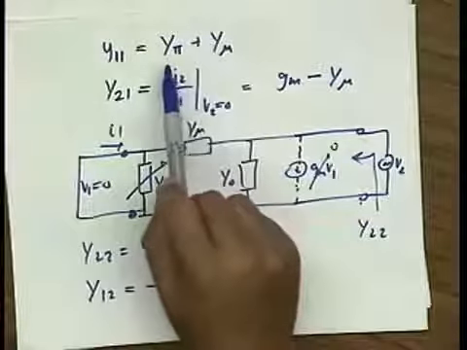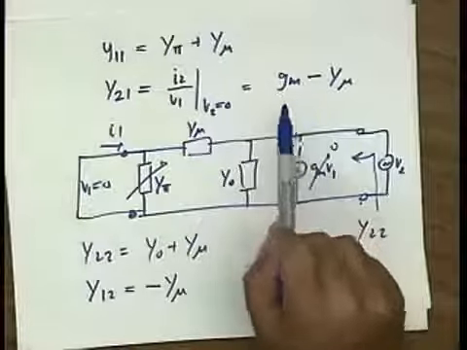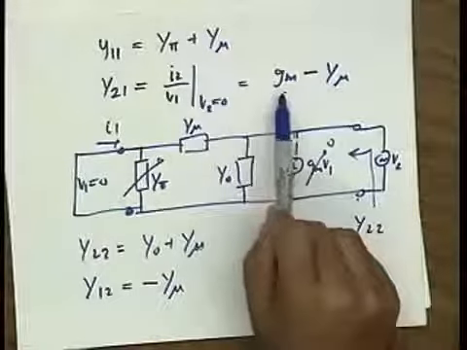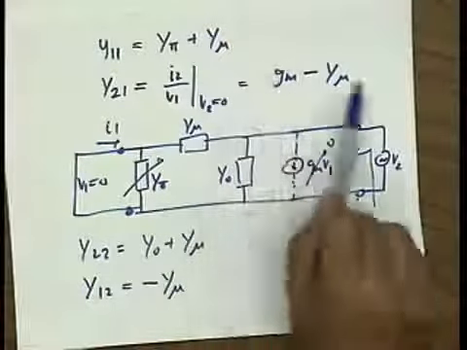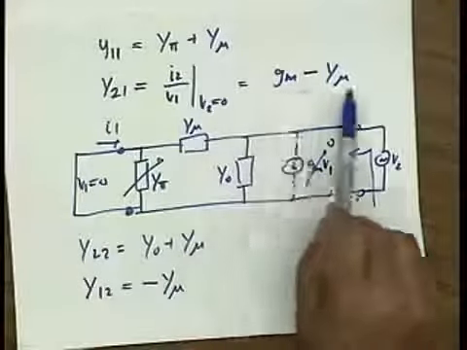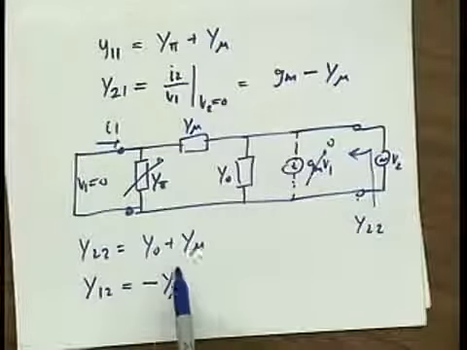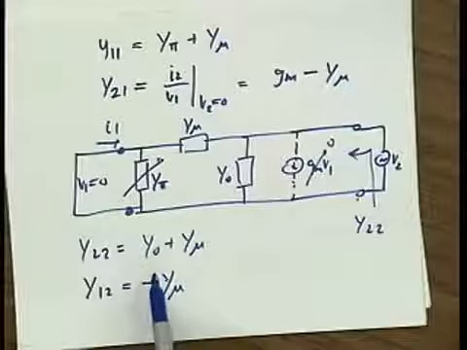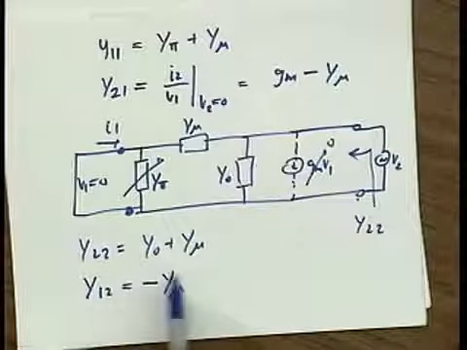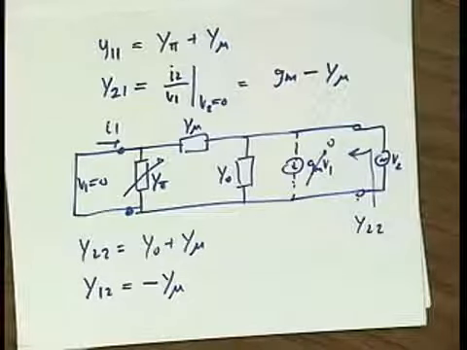Y11 is the input admittance. It's related to Y pi and Y mu. Y21 is related to the transconductance of the device, and you can see that the effect of C mu in this device is that it effectively reduces the transconductance of the device. At low frequencies that we're used to dealing with, GM is much larger than J omega C mu, so we can neglect this term. Output impedance is the output impedance due to RO, CO, and C mu, and Y12 is simply the parasitic feedback of the device. Okay, questions?